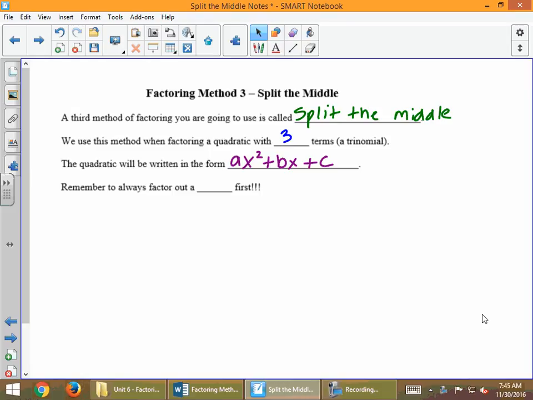Again, the third method we will be doing is split the middle. We use this when we have three terms, and we'll be factoring quadratics in this form, ax squared plus bx plus c. We always have to do what first when factoring before anything else? We have to take out a GCF.